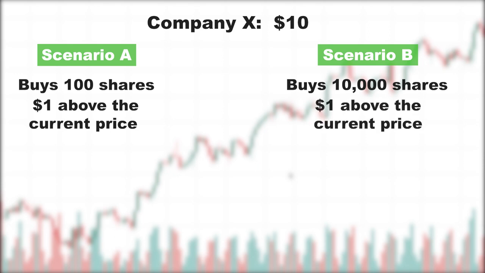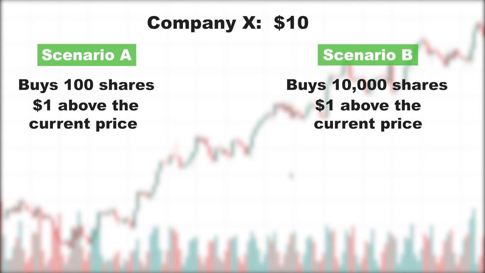In both of these cases, the price of X increased $1, and when you look at them only through price perspective, you consider them equal because in both cases the price increased $1, but they are not the same. In scenario A, we have a $1 increase that its value is equal to 100 shares, but in scenario B, we have a $1 increase that its value is equal to 10,000 shares.